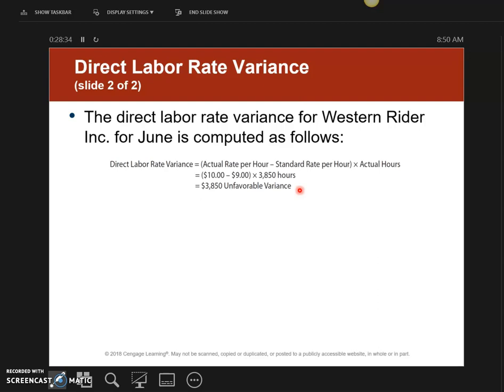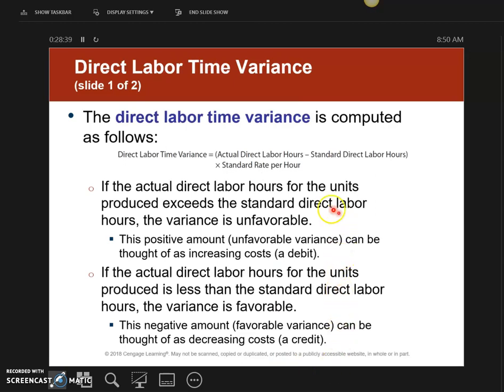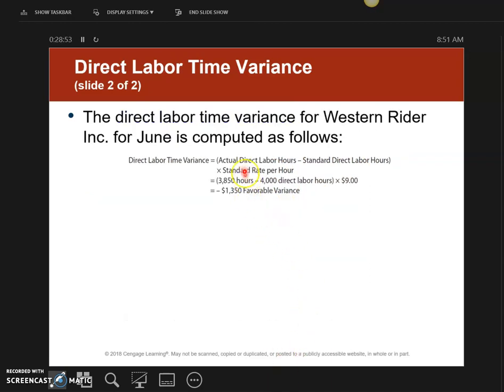We now need to move to the time or the efficiency variance. So that's over here, and here's how I calculate it. Actual hours minus standard hours times standard rate. Hope I'm not moving too quickly. And here we go. So actual direct labor hours were 3,850 minus 4,000. Notice the order. Actual comes first. So I'm at a negative 150 times my standard rate per hour. So because my number is negative, it's going to be favorable. That's the key right there.